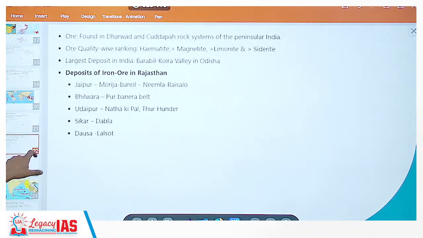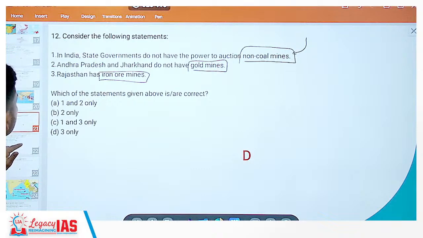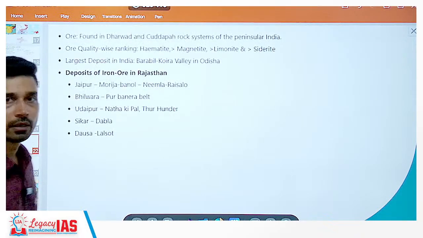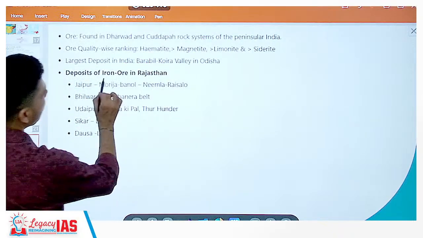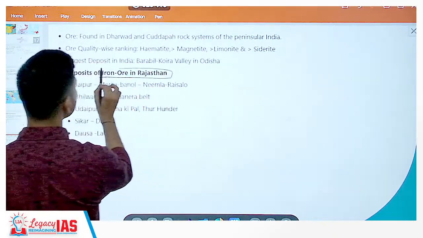First of all, let us come to the mineral deposits. If we take a look at the data published by the Ministry of Mines, we can see that iron ore is indeed found in Rajasthan.